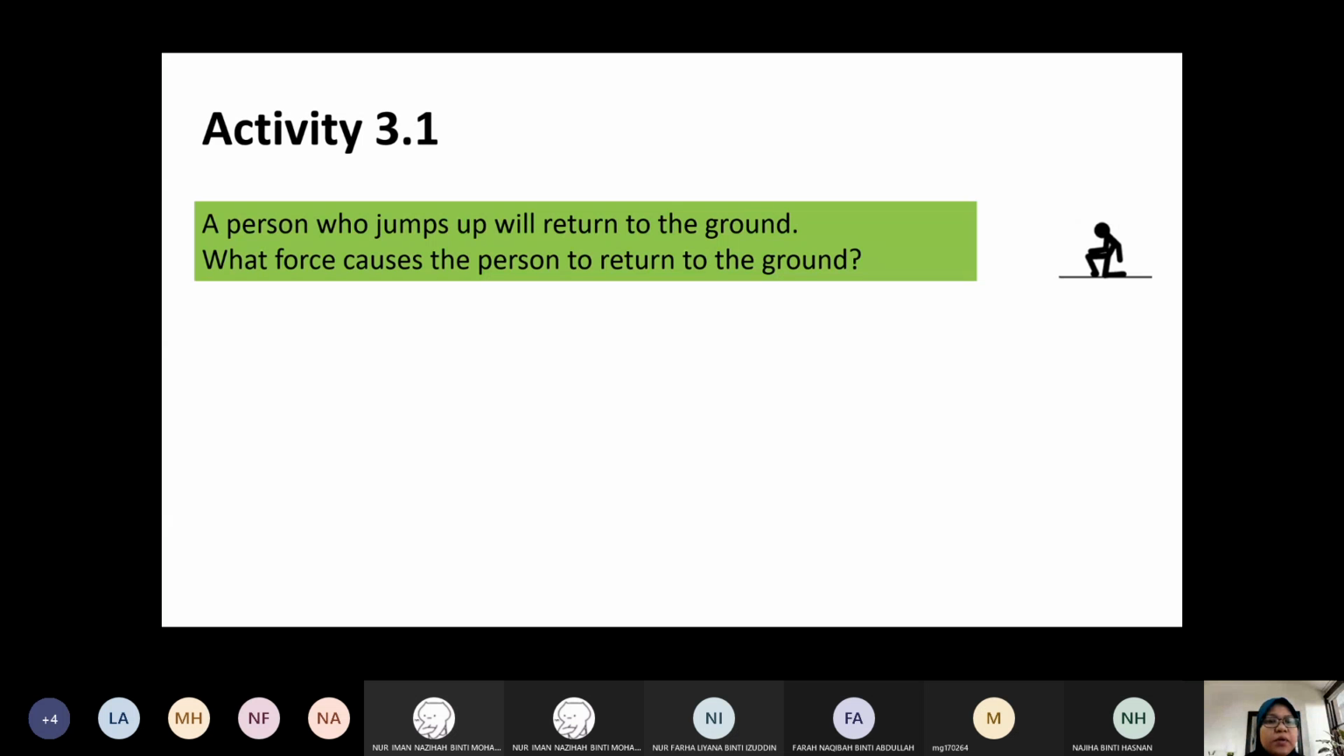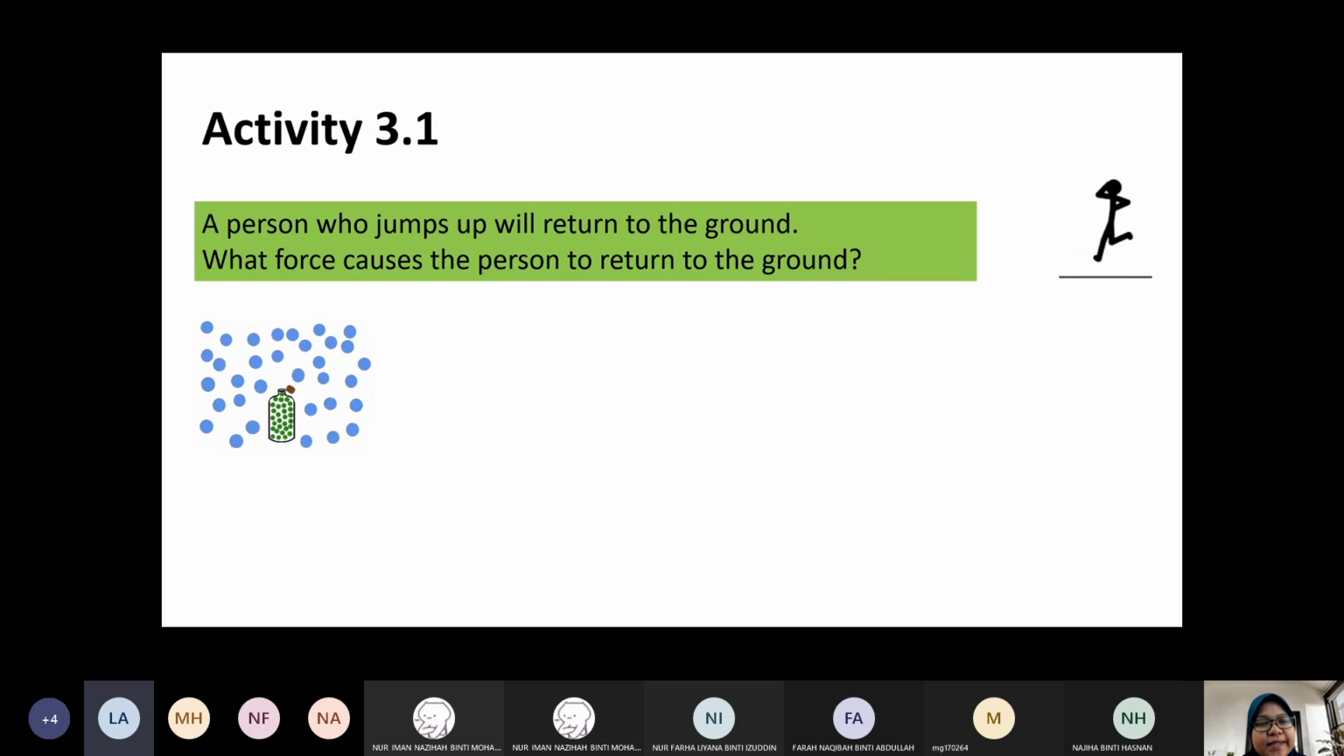Okay. What force causes the person to return to the ground? Gravitational force. Okay. Gravitational force. Betul? Okay, semua setuju? Okay, thank you. Siapa yang jawab tu? Saya. Okay, bagus saya. Okay. Iman ke Farah tu?